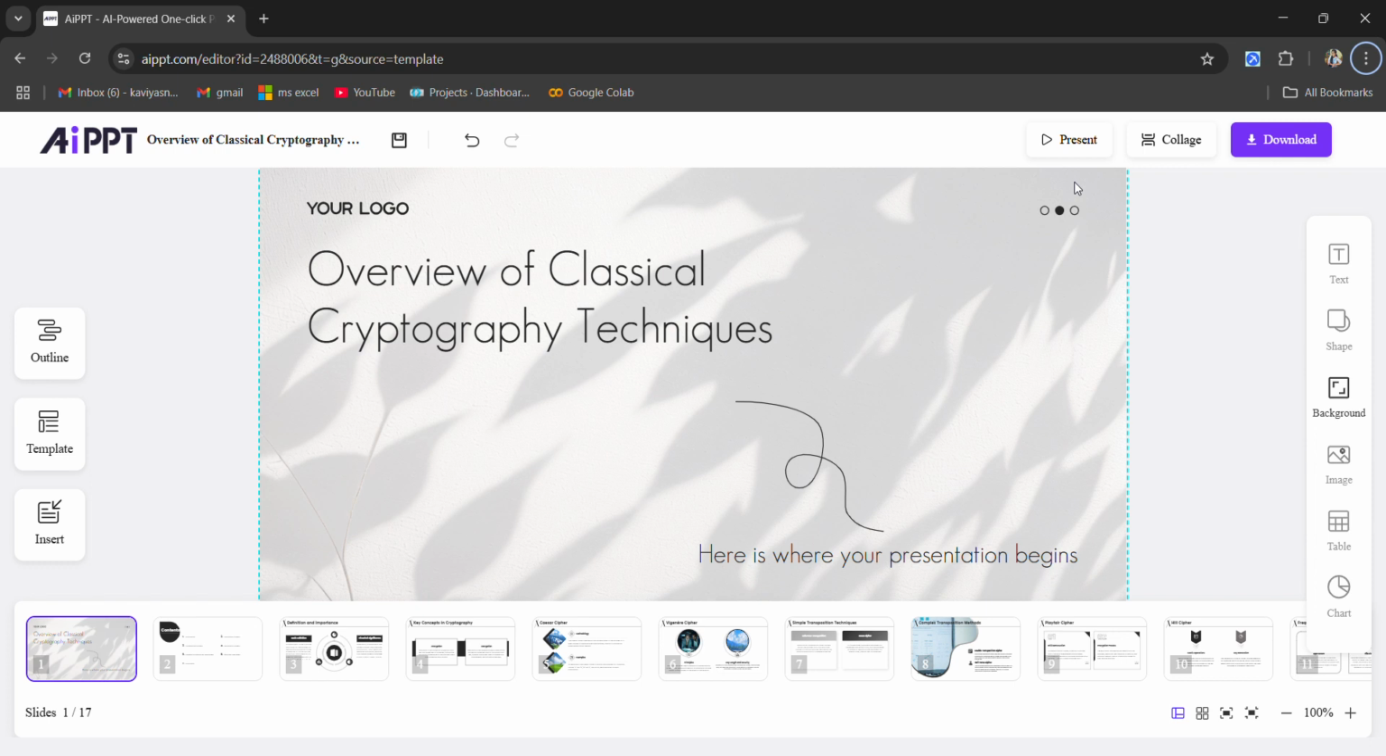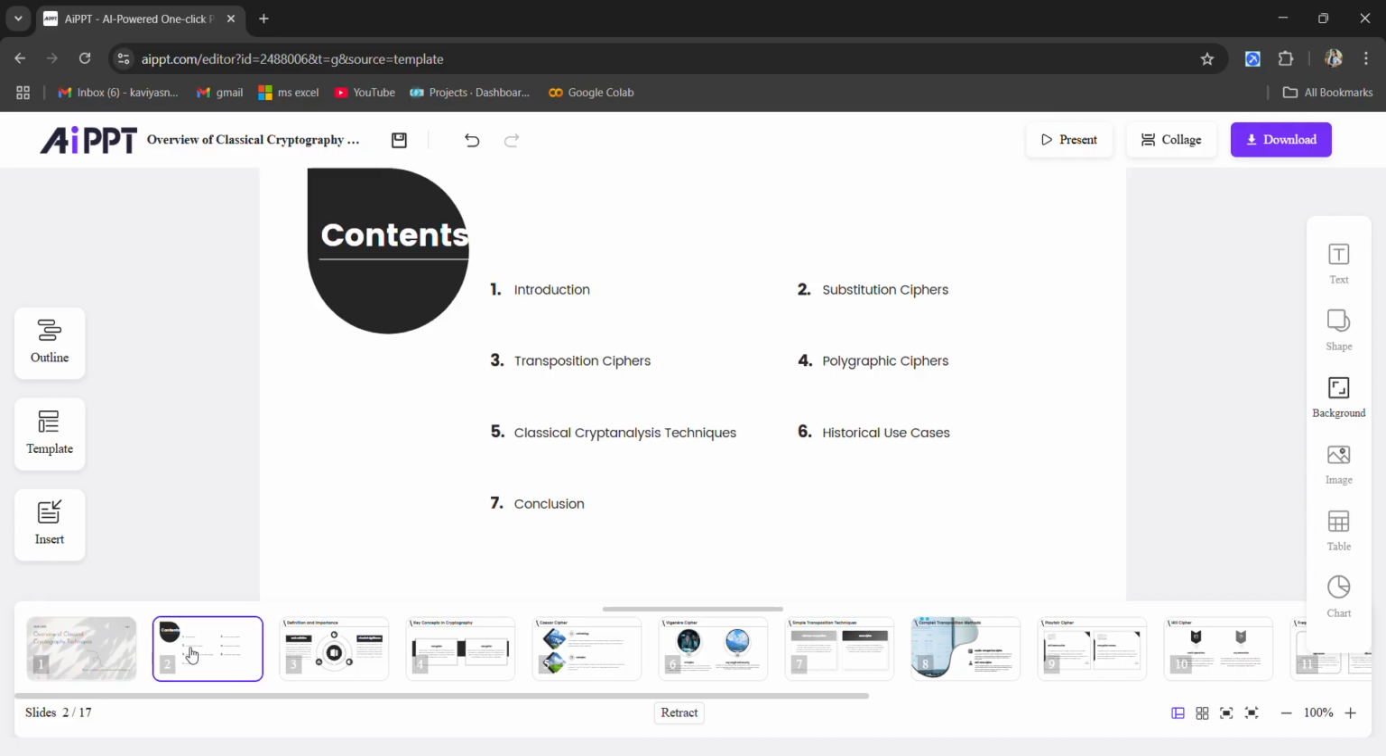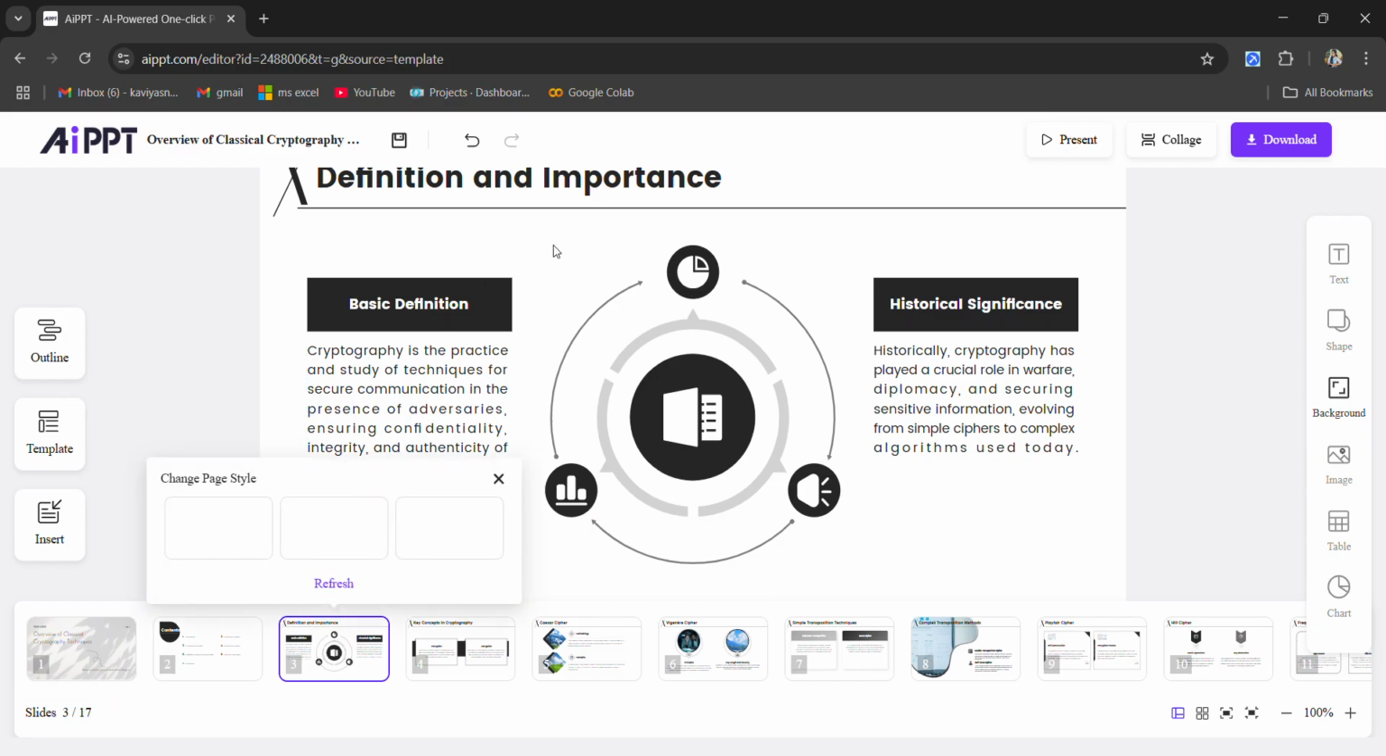Overview of classical cryptography techniques. In this presentation, we will see about classical ciphers, transposition ciphers, substitution ciphers, polygraphic ciphers, historical use cases, and the conclusion. First of all, the basic definition: cryptography is the practice and study of techniques for secure communication in the presence of adversaries, ensuring confidentiality, integrity, and authenticity of information.